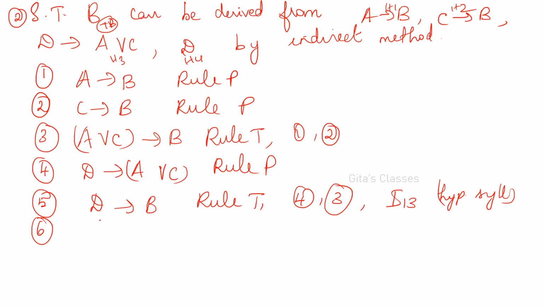And next one is, now I have D conditional B and I have D also, that is rule P. I am introducing one more premise, D. So seventh one, D comma D conditional B is B. This is rule T, 6 and 5, I11, modus ponens.